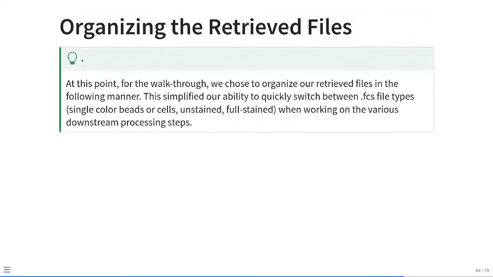or identify specific files that you want to copy over ahead of time. So, for this walkthrough, we are going to organize the retrieved files in the following manner. This is going to be held consistently for the ones we end up downsampling to actual size, but also for all the subsequent lessons in this particular section. We want to simplify our ability to quickly switch between FCS file types, namely single color beads or cells, unstained, full stain, when working on the various downstream applications that we plan for this section.